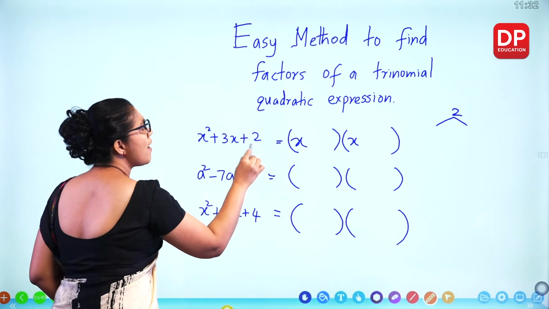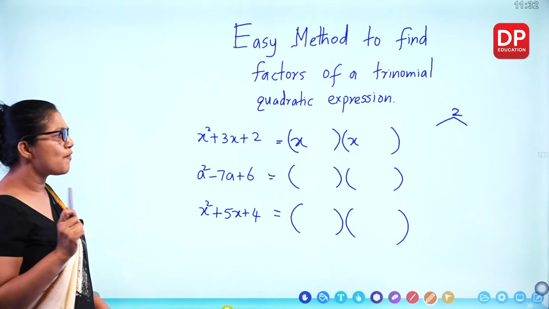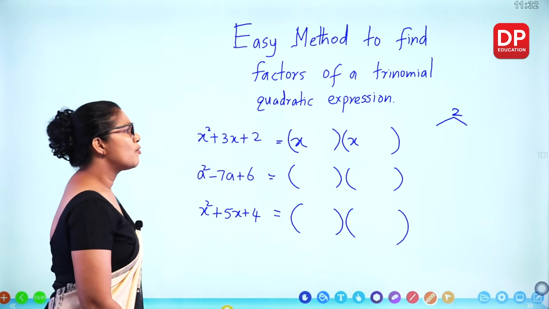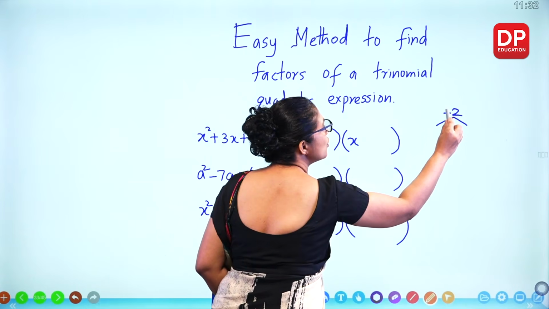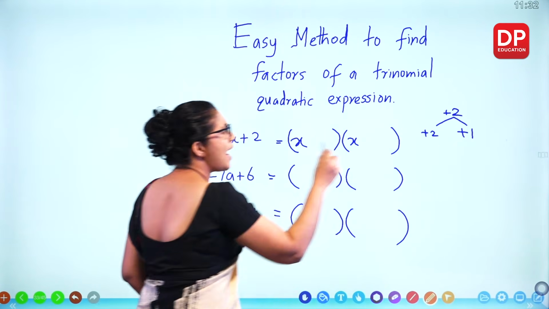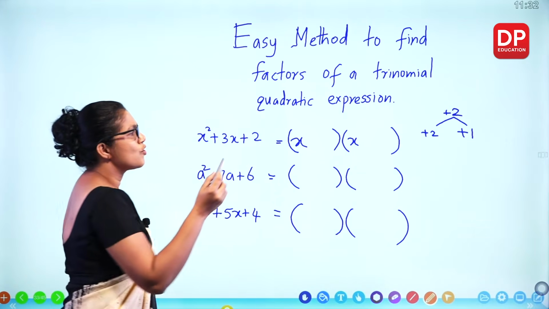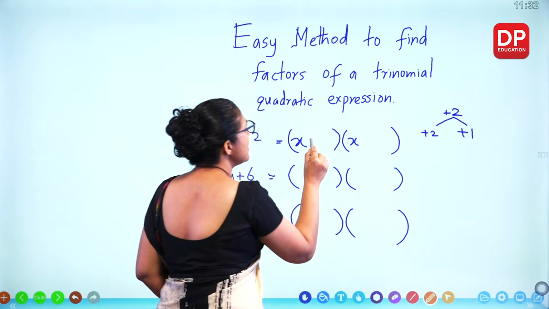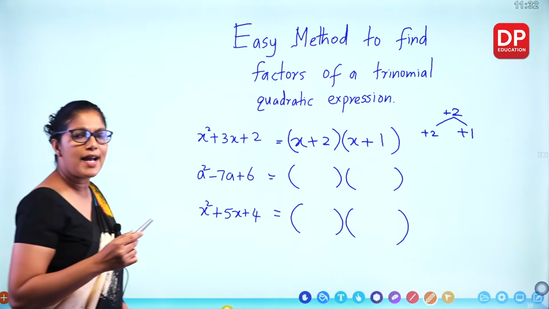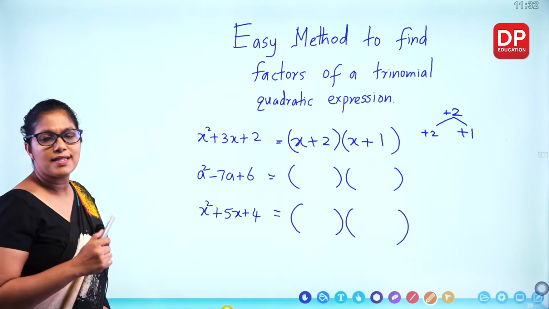Then we find out what are the factors of 2. When you add the factors, you should get 3. So what are the factors? This is plus 2. So that means plus 2 and plus 1. So when you add, you get plus 3. So you get these numbers here, plus 2, plus 1. So that's how we find out the factors straight away.